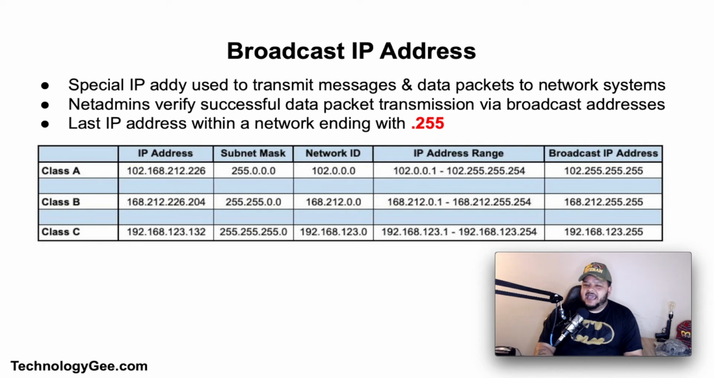So a broadcast IP address is a special IP address used to transmit messages and data packets to network systems. Network admins verify successful data packet transmission via the broadcast address, and broadcast addresses are also the last IP address within a network, and it ends with .255. Another way to comprehend what a broadcast IP address is is as follows.